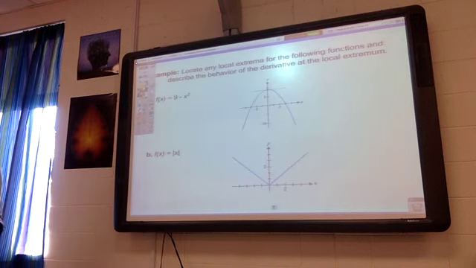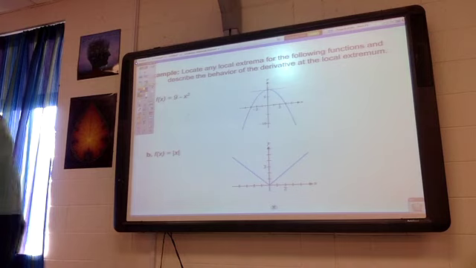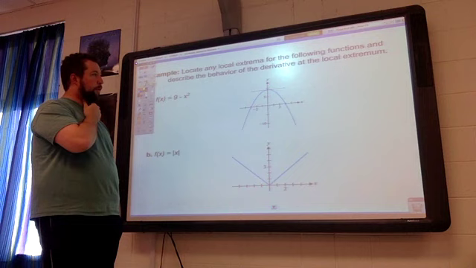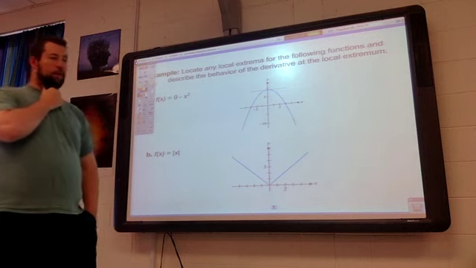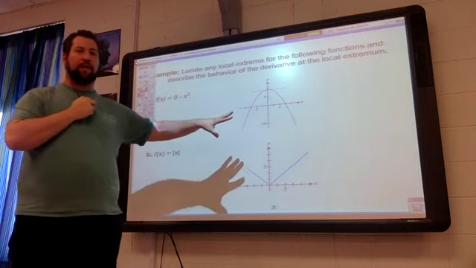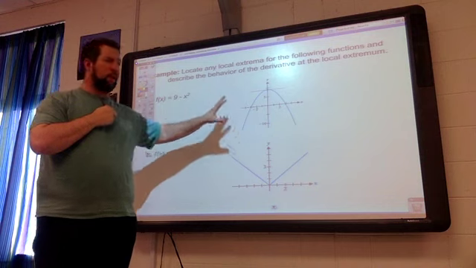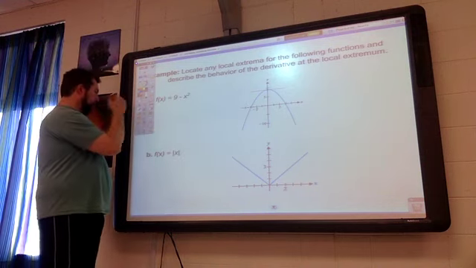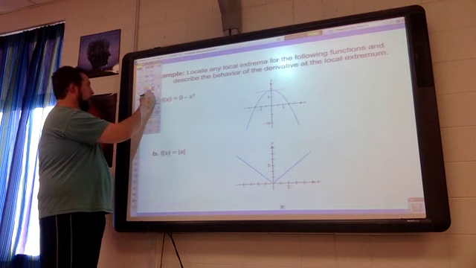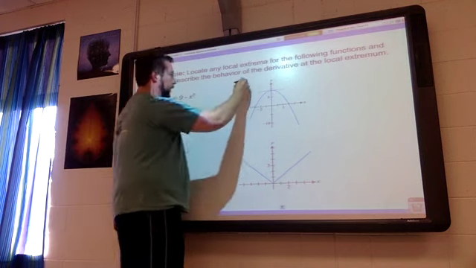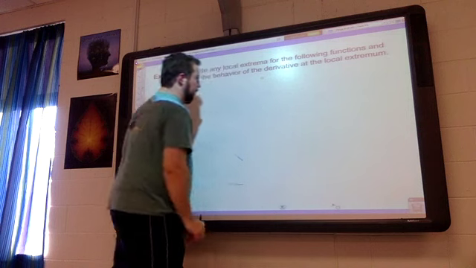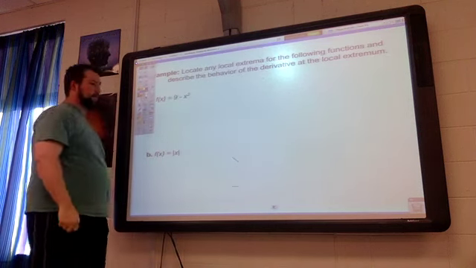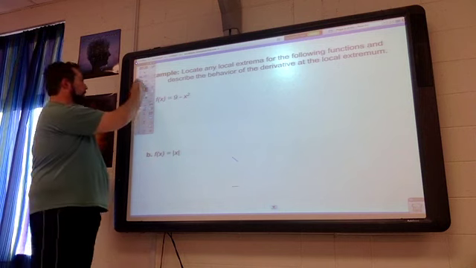All right, let's look at these. Can we locate any local extrema for the following functions? Describe the behavior of the derivative at the local extrema. I've put the graph here for us to look at. Let's see if we can do this without looking at the graph. I know I can't hide yours, but I'll hide mine real quick. So I can't look at them. But I can use the information on that previous graph to help me out.